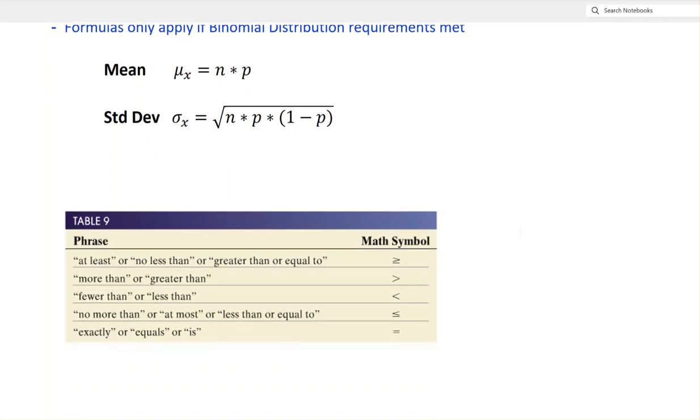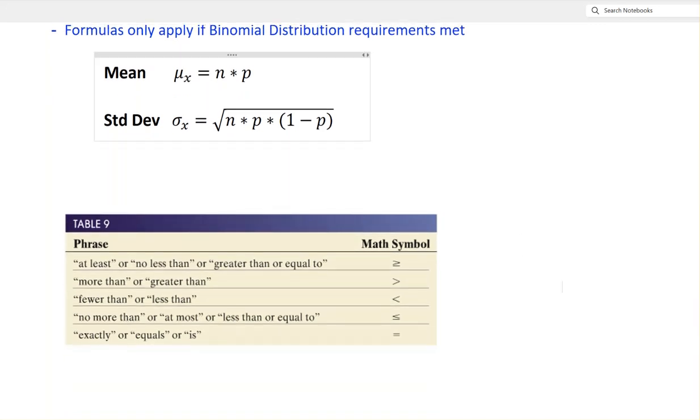And then finally, before we move into our example, just remember that you need to be aware of how to change these phrases into their corresponding mathematical symbols. So at least, no less than, greater than or equal to, obviously mean the symbol greater than or equal to, and so forth.